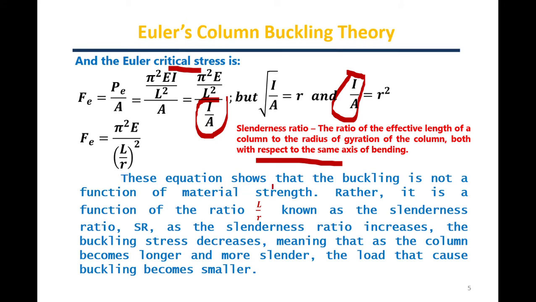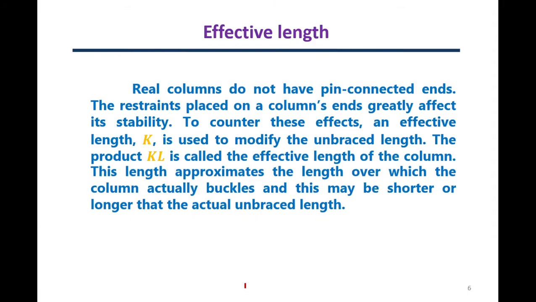This equation shows that the buckling is not a function of material strength, rather it is a function of the ratio L over R, known as the slenderness ratio. As the slenderness ratio increases, the buckling stress decreases. Meaning that as the column becomes longer and more slender, the load that causes buckling becomes smaller. So, yun ang mga tatandaan natin yan.